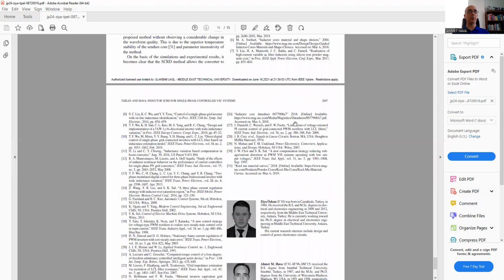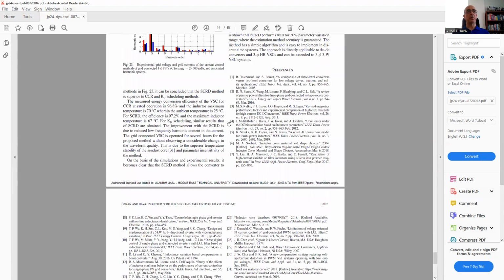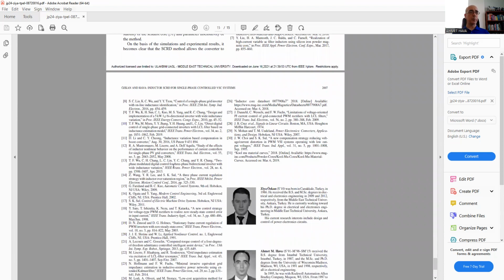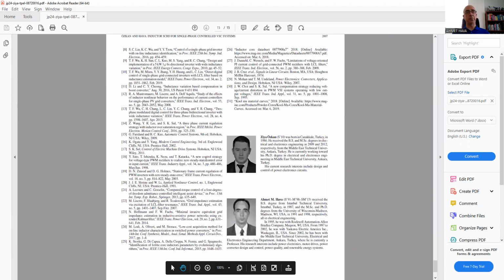The best way to write references is to look at IEEE literature and learn from their ways of writing the references. How you refer to a conference paper, how you refer to a journal paper, how you refer to a book. There are always examples in many papers written.